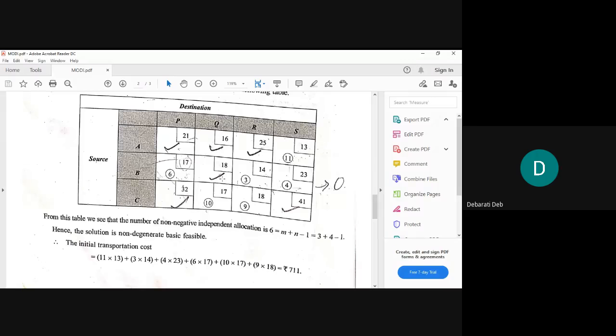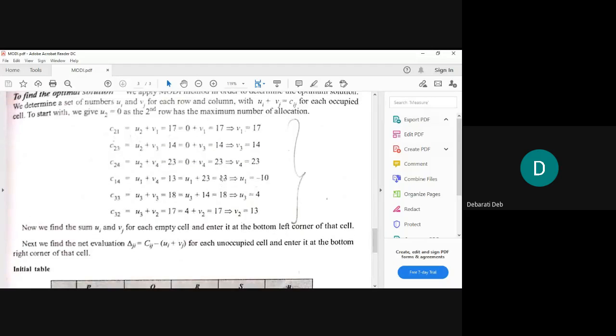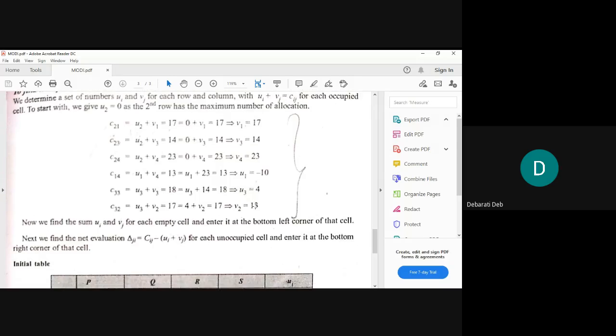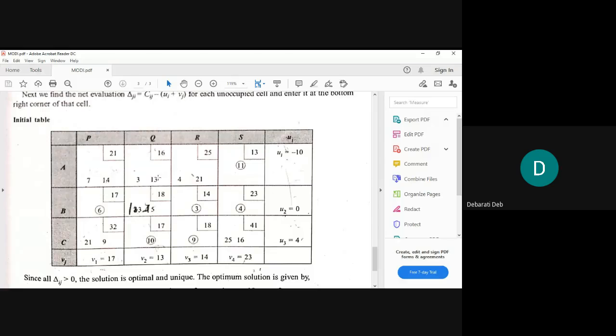U will be U2 and V will be V2. So you write U2 plus V2. What is U2? U2 is 0 and V2 is 13. So 0 plus 13 will give you 13. So in this second row, in the unoccupied cell, you will write 13 at the lower left hand side corner in this cell. And it will be 18 minus 13, that is 5. You write 5 at the right hand side bottom of this cell.